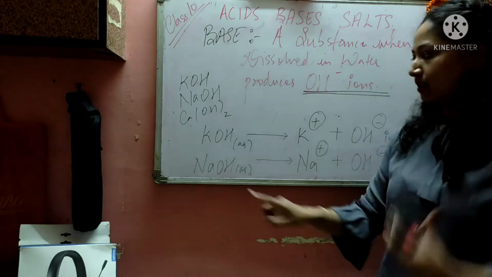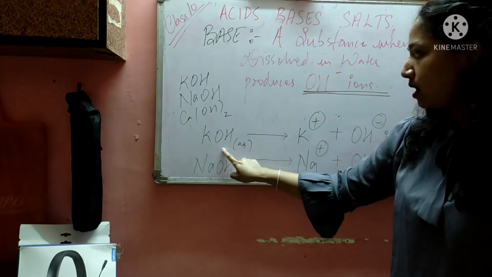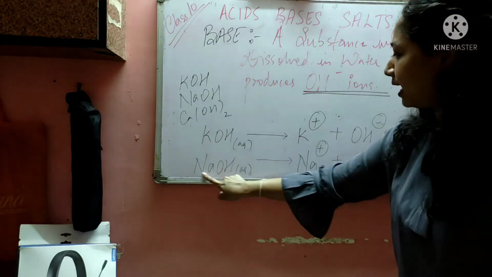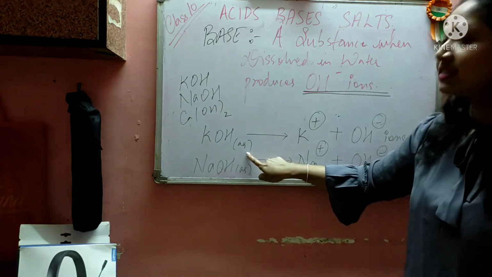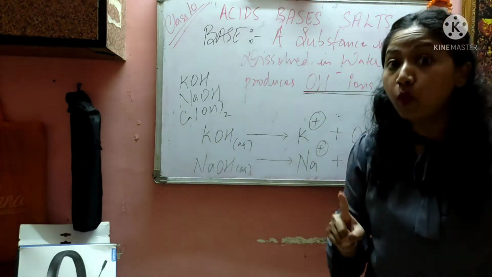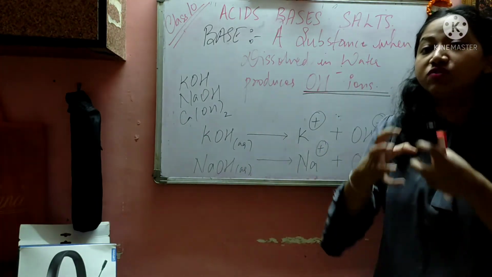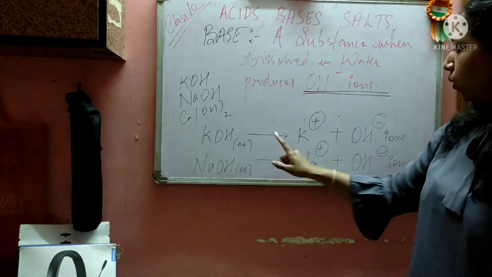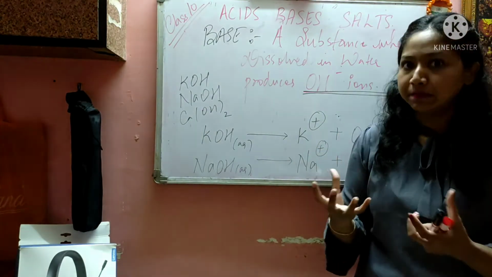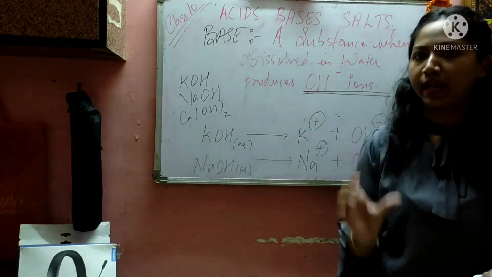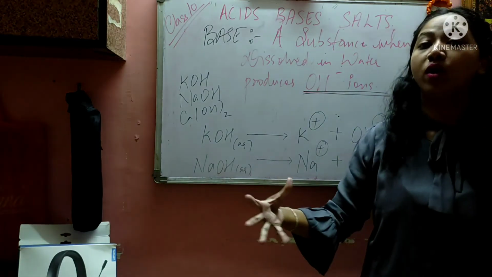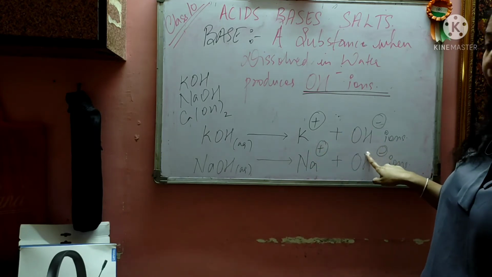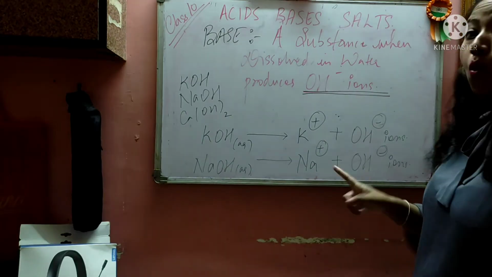Let's see it again. KOH is potassium hydroxide, and NaOH is sodium hydroxide. Mention that it is an aqueous medium, because only in aqueous medium will NaOH and KOH dissociate into ions, so it is important to write aqueous. Whenever you dissolve KOH and NaOH in water, they dissociate into K plus and OH minus ions, and Na plus and OH minus ions.